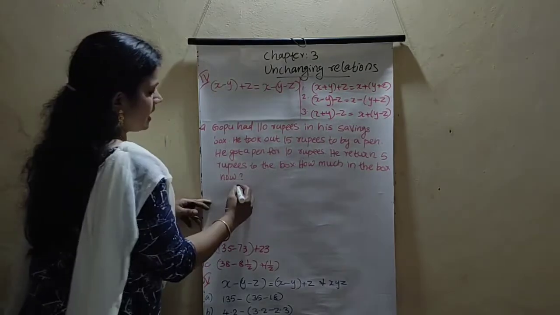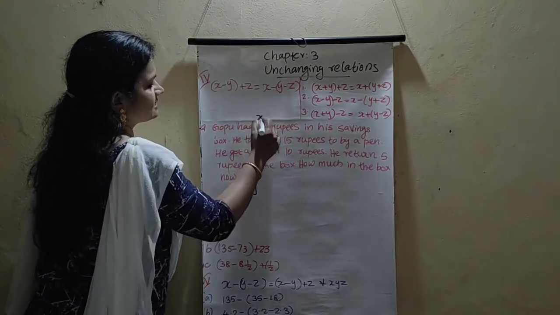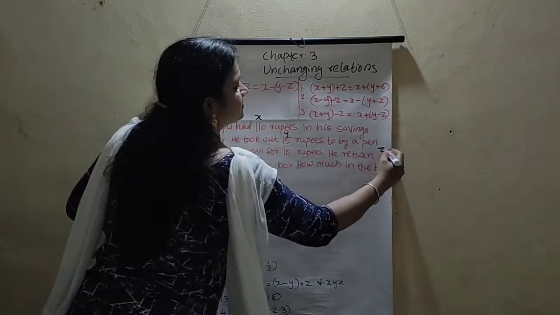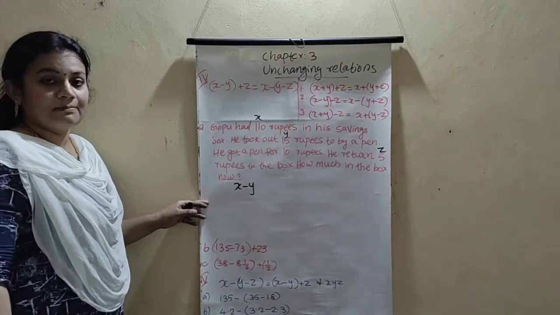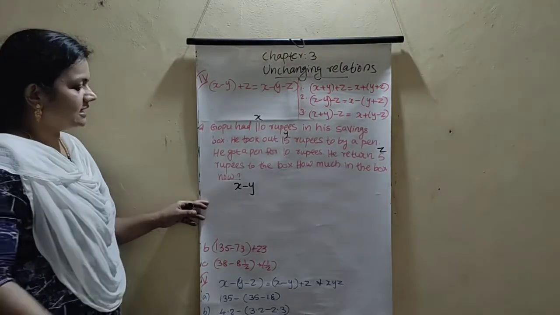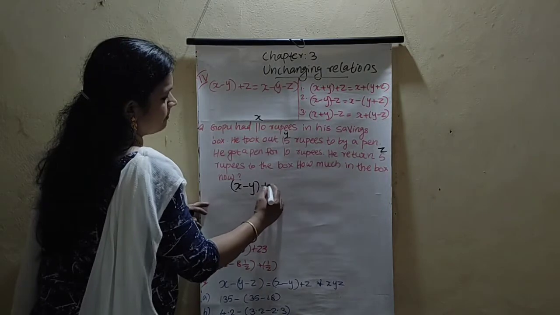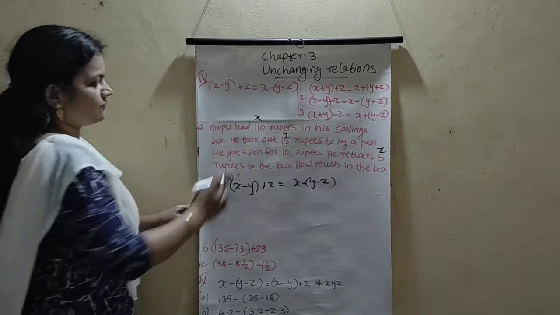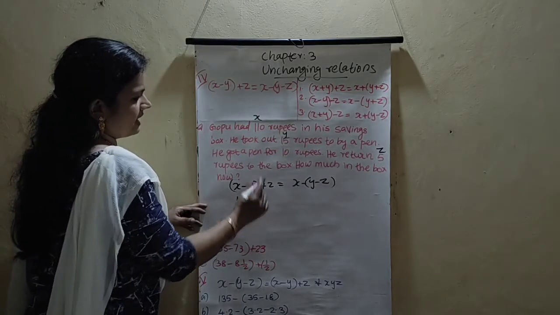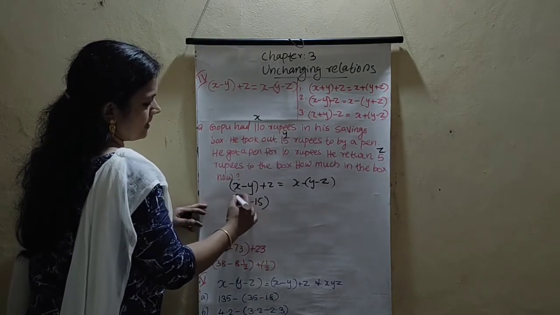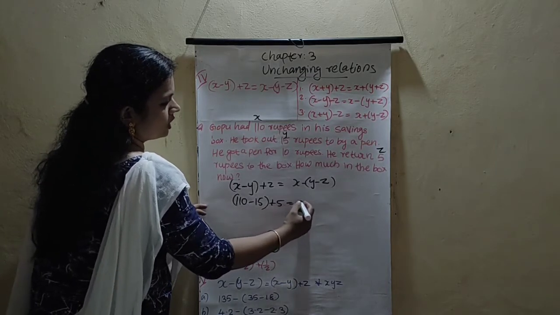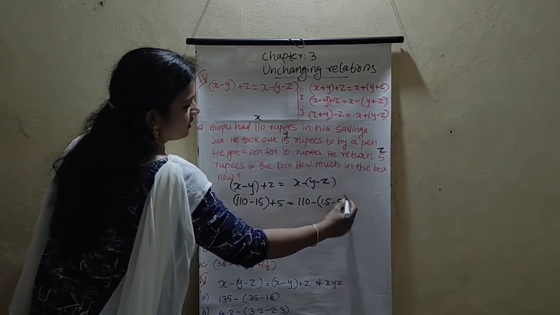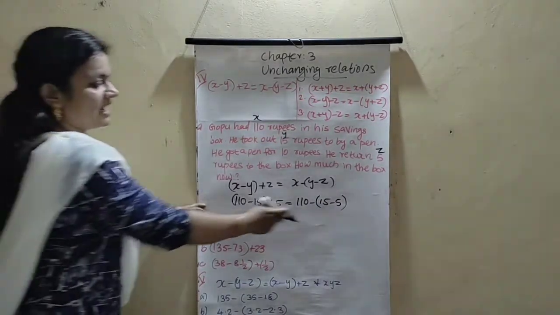How to write x minus y? This is x. This is y. But this is z. First of all, identify which number is x, y, z. Okay, children. Then you use the general principle x minus y plus z is equal to x minus y minus z. Okay, first of all, x is what? 110 minus 15 plus 5 is equal to 110 minus 15 minus 5. Then what is the answer? Left side and right side.